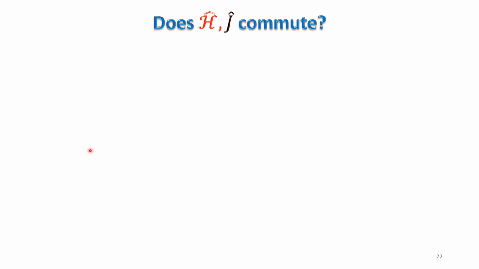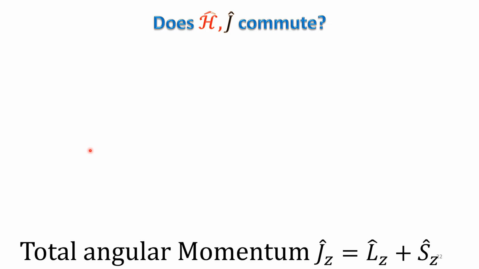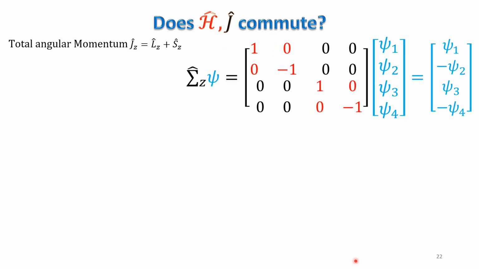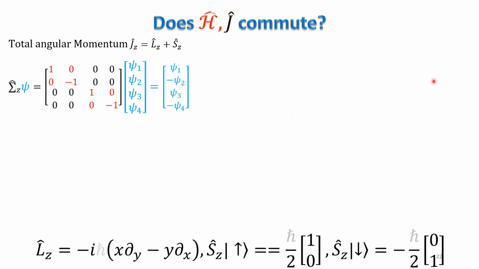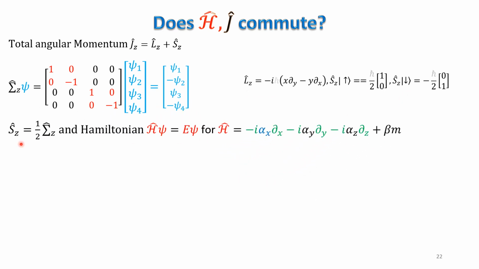Now, after losing commutativity of h hat and L hat z, we shall try whether h hat commutes with the J operator, which we define as total angular momentum. J hat z is equal to L hat z plus S hat z, and sigma hat z psi we have already discussed, and L hat z also we have discussed, which offers us this representation. Now S hat z is equal to 1 by 2 capital sigma hat z, where h cross is unity, and the Hamiltonian h hat is Dirac's Hamiltonian.